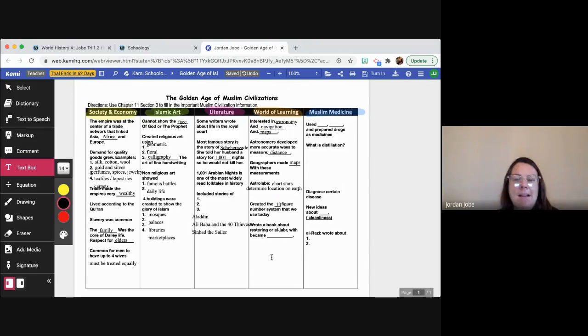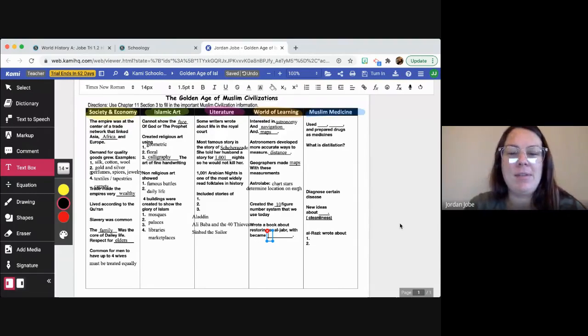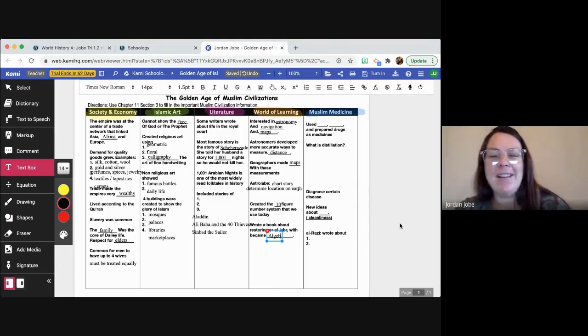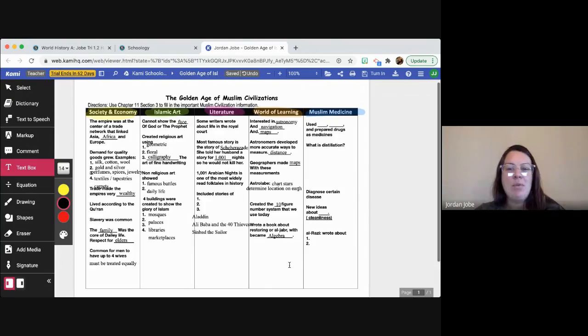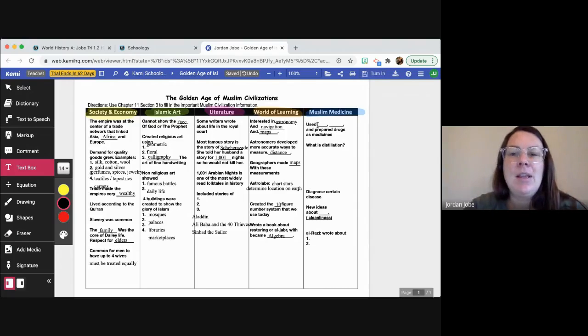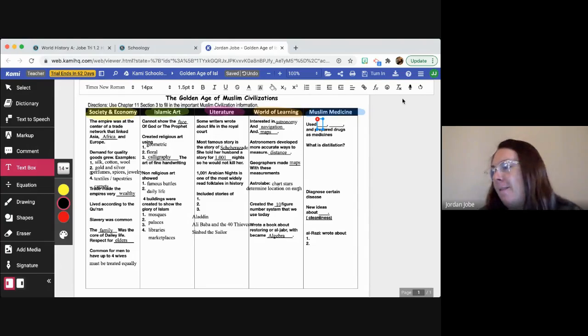Right? And then finally, Muslim mathematicians wrote a book about restoring, okay, that we later called what? What type of math did they write about? Algebra, right? Woohoo! Okay, last topic is medicine. Okay, they used blank, blank, and prepared drugs as medicines. What are our first two blanks here? Herbs and food. Yeah, herbs and foods. And prepared drugs as medicines.